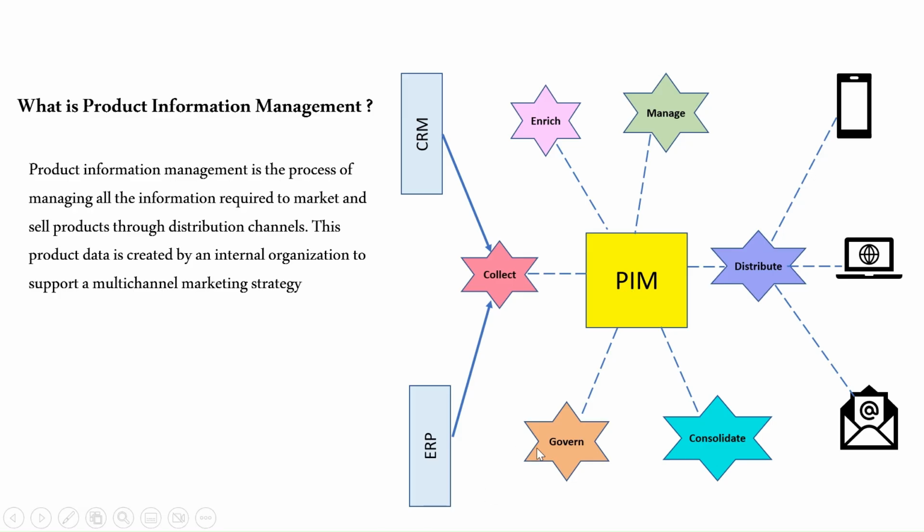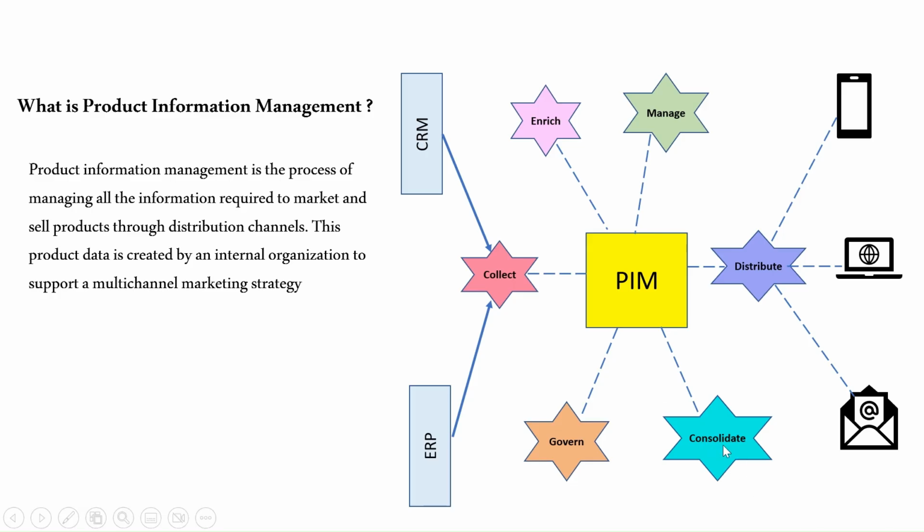Then it governs the data. Governs means it takes care of the data quality. So in PIM we can always standardize our product and item information. We can set the rules which govern the data quality. So that is one of the important aspects of the PIM.